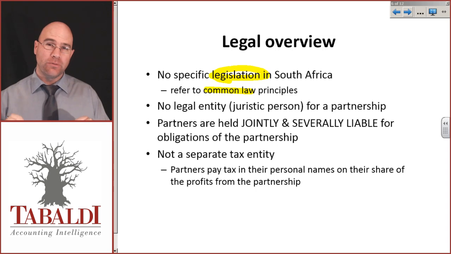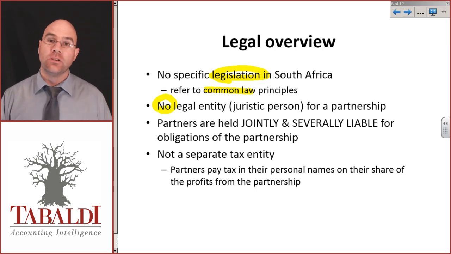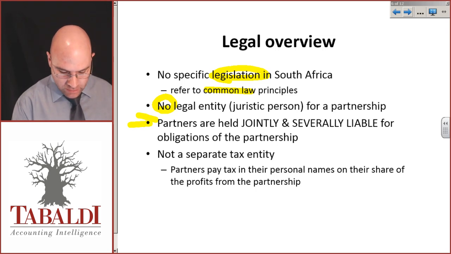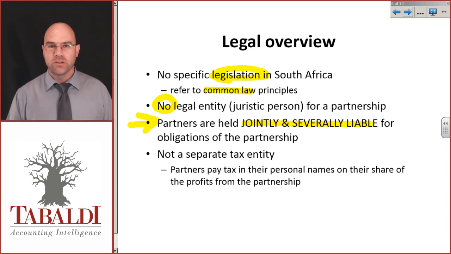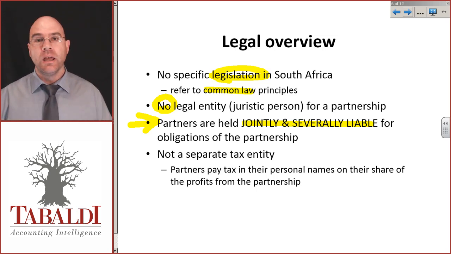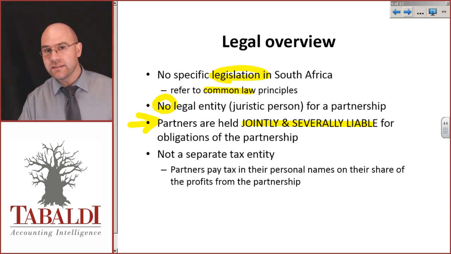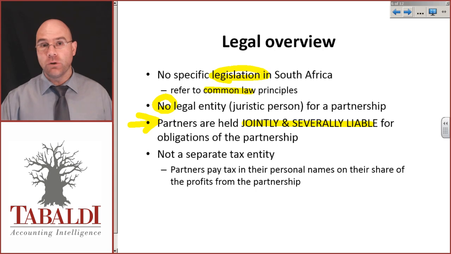Okay? The basic principle from a legal perspective is that there is no legal entity, no juristic person created for a partnership. The partnership is just two individuals working together, two natural persons. So because of that, we must note that partners are held jointly and severally liable for the obligations of the partnership. If myself and Joe, who are in a partnership, decide to wind up or dissolve the partnership, and upon dissolution the liabilities are greater than the assets, then all the creditors, the people the partnership owed money to, can come to Joe and myself, either individually or both of us together.